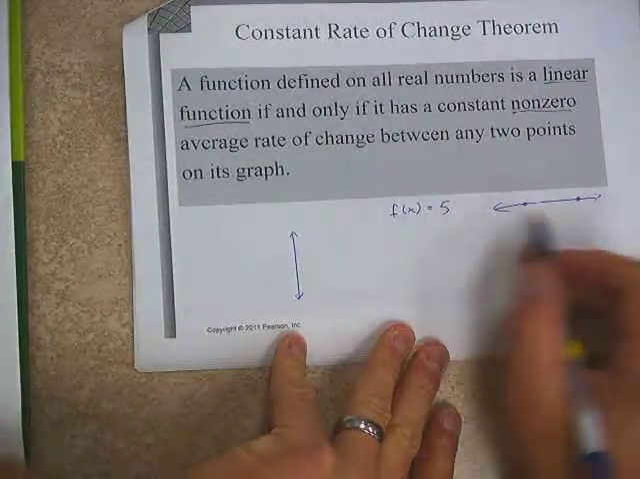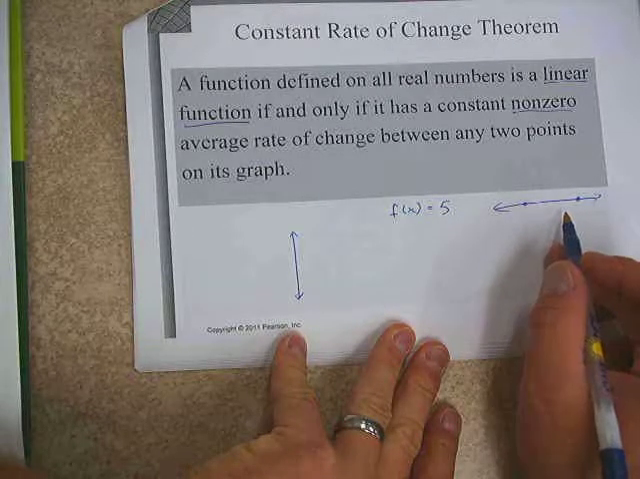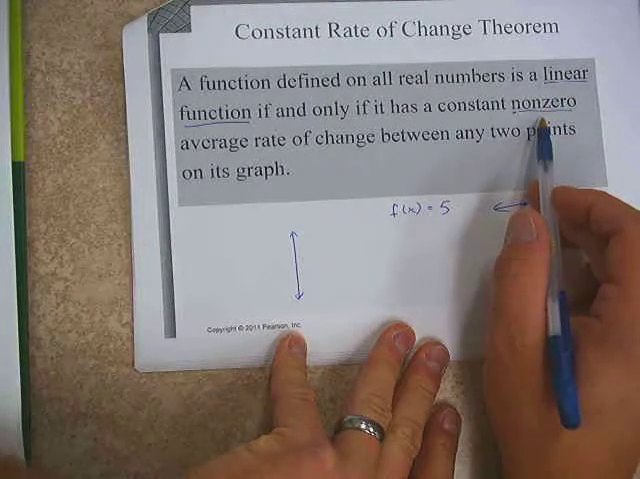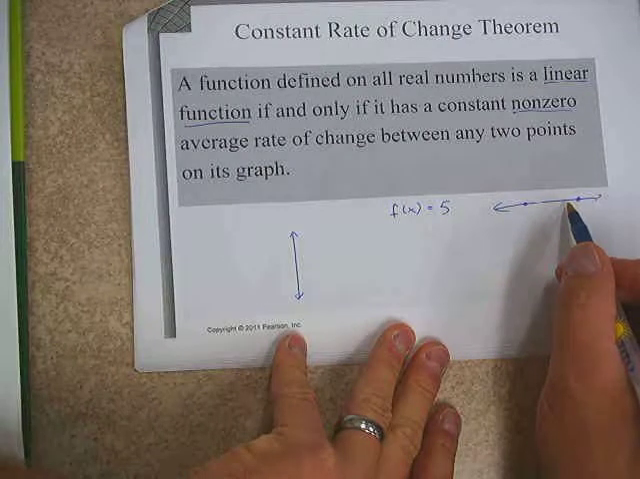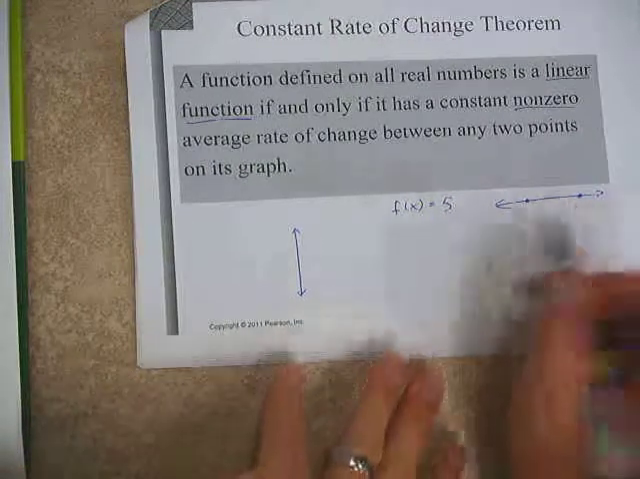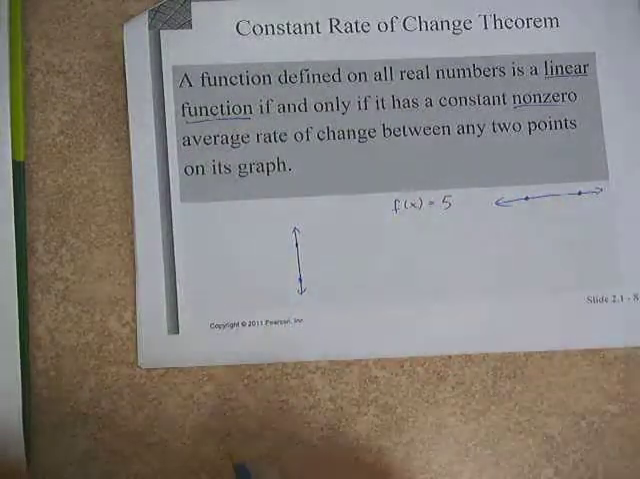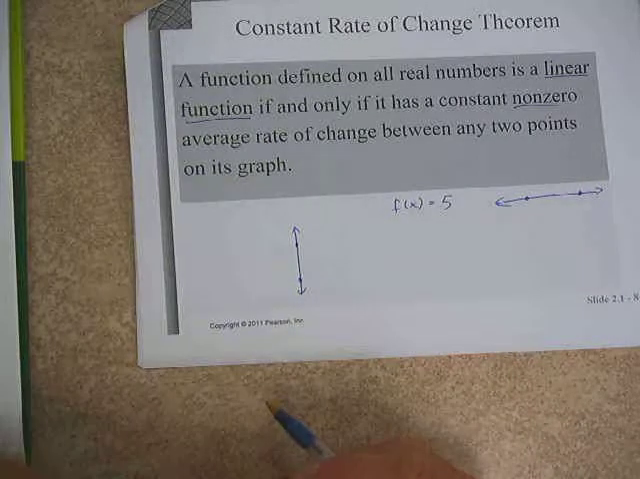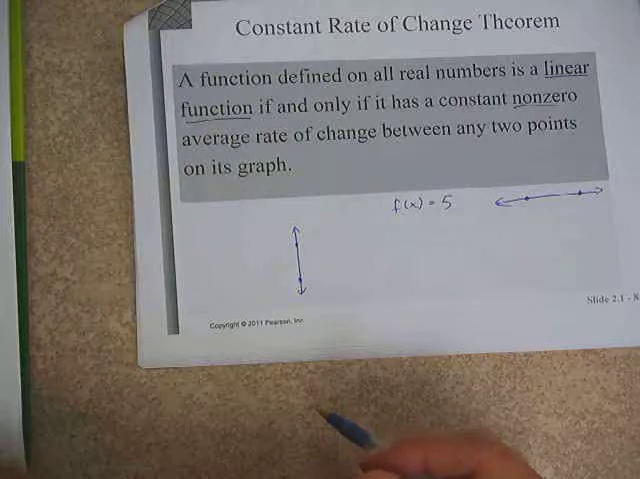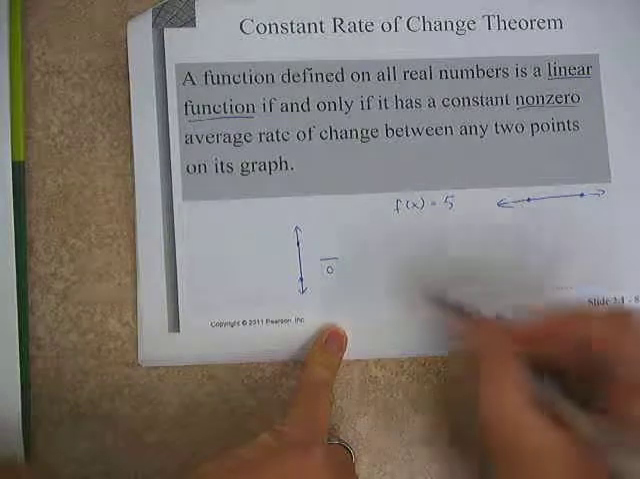Now, if I looked at the other type of special line, which is a vertical line, one of the questions here says a function defined in all real numbers is a linear function if and only if it has a constant non-zero average rate of change. So when we said non-zero here, that's why this does not qualify as a linear function, because what's the slope of this line? It's 0. So in order to qualify as a linear function, we have to have a constant non-zero slope. So this does not qualify as a linear function. It's got its own designation. It's a constant function. Why would this vertical line also not qualify as a linear function?